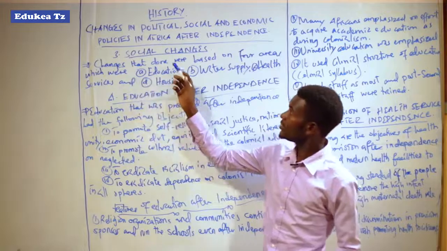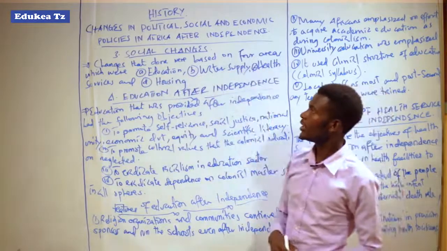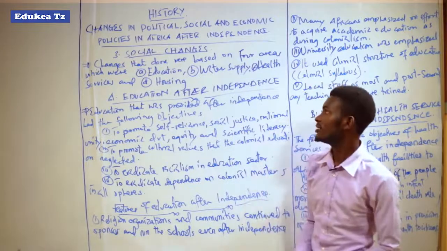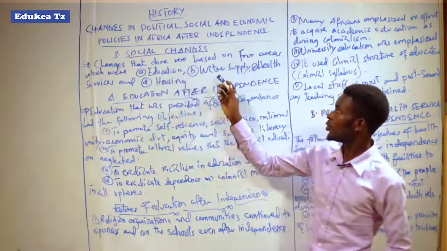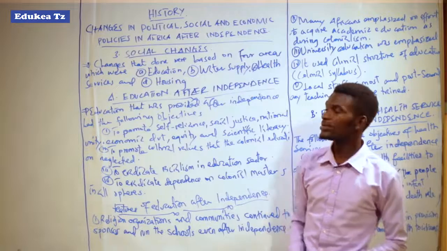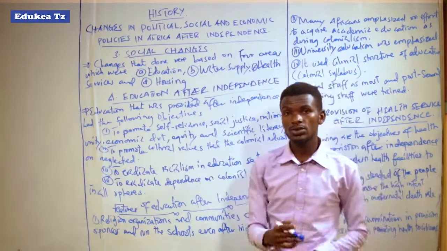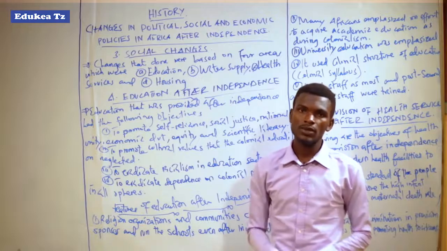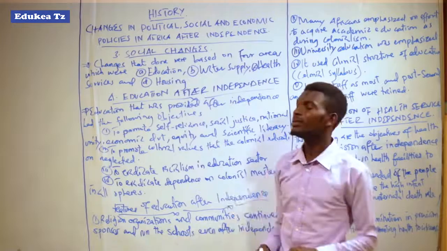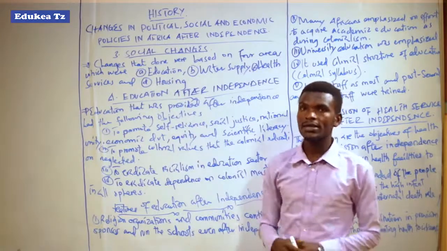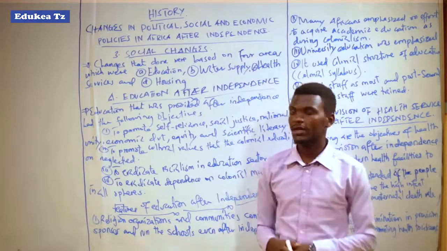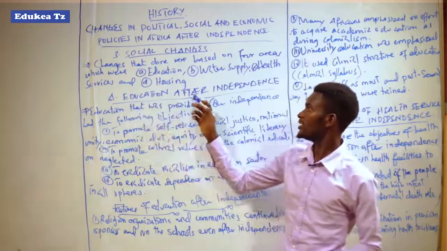The social changes that were done were based on four areas: education, water supply, health service and housing. It means the social services introduced by the African states after independence were based on these four areas. So we are going to see one area after another. The first one is education after independence.